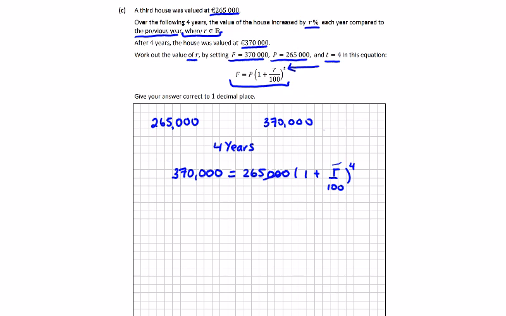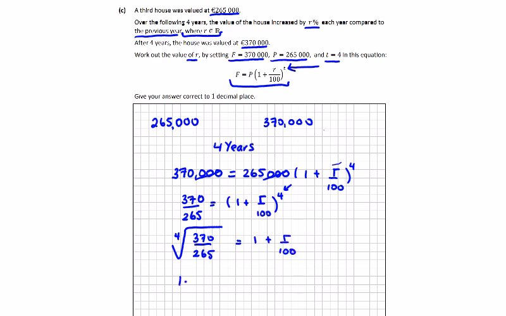So we can divide by 1,000 straight away and get 370 over 265 is equal to 1 plus R over 100 to the power of 4. And if we have to the power of 2, we'd get the square root, so we've got to get the fourth root. Tricky enough this for ordinary level. 370 over 265, it could be simplified further. That's going to be equal to 1 plus R over 100.